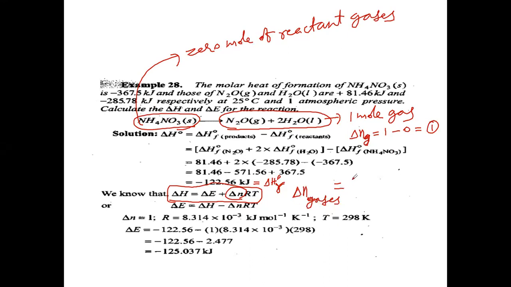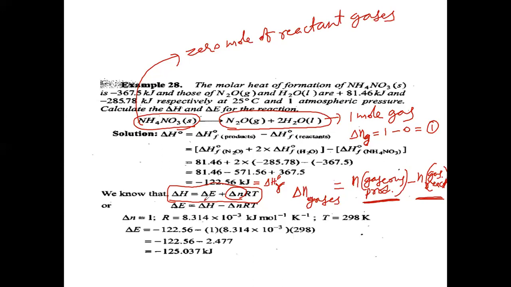So how do we calculate this delta n for gases? Number of moles of gaseous products minus number of moles of gaseous reactants will be equal to delta n for gases. Do you remember this one? In chemical equilibrium, we studied this delta n for gases. So this delta n we have to substitute here. So delta H is equal to delta E plus delta n RT.